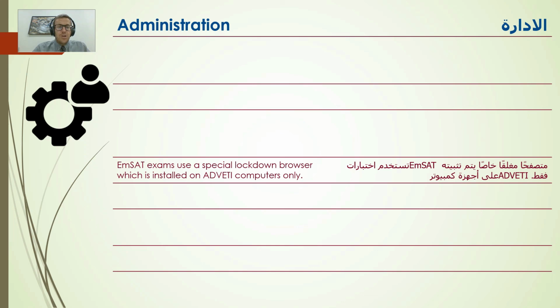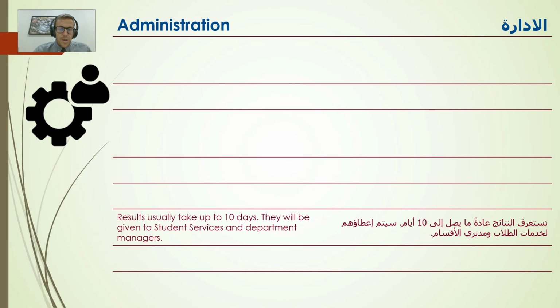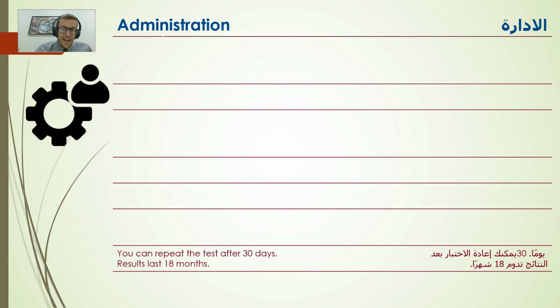EmSAT exams use a special lockdown browser which is only on ADVETI computers. So you have to be using an ADVETI computer. There is a password on the day of the exam and only the examiners know this. Results usually take about 10 days and they're given to student services and the managers of the department. You can repeat the exam after 30 days and your results need to last 18 months.